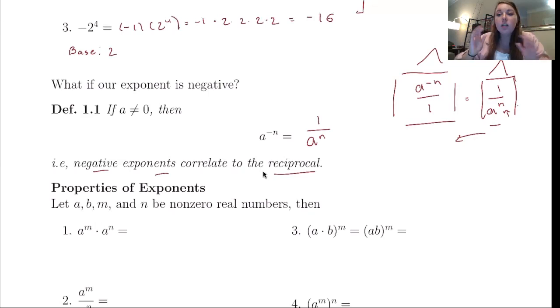So if the exponent is negative, move it to the other side of the fraction. And the same goes if it's in the denominator. If it's negative, it'll be positive when we move it up to the numerator. Okay.